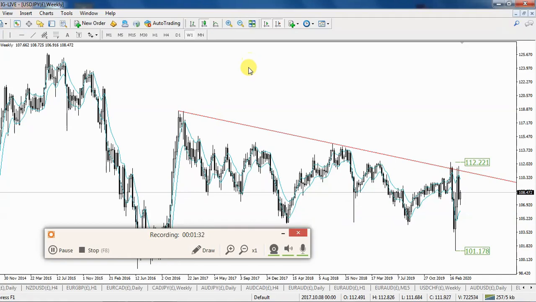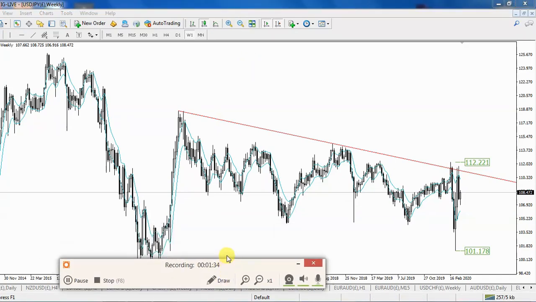So for now I'm on both sides, but first I would be looking to short the trades if the price comes up.